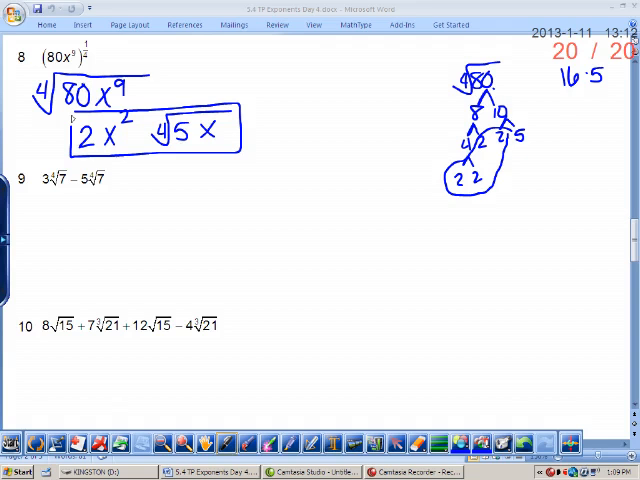16 plus 5. Oh, no, no, equal 80. 8 minus 4.